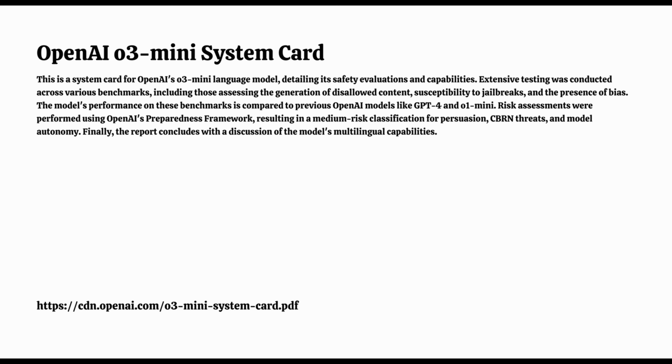The system card also highlights the risks associated with O3 Mini. It classifies the model as medium risk in 3 categories: persuasion, CBRN, what's CBRN? That's chemical, biological, radiological, and nuclear, and model autonomy. What did OpenAI find in their testing that led to these classifications?